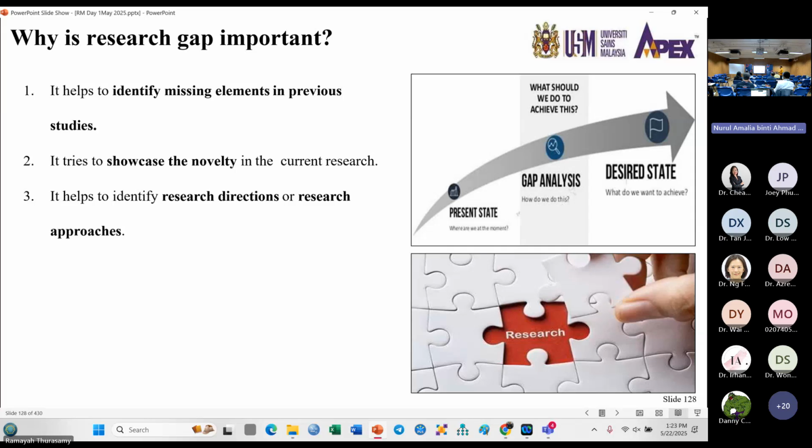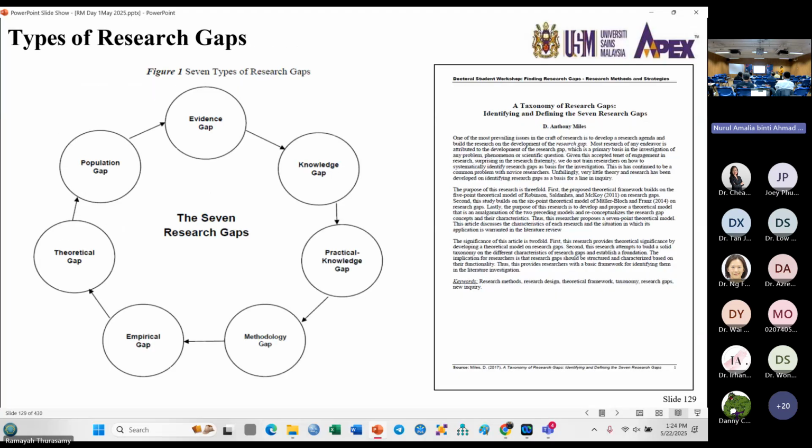And once you have these two, we can identify the research direction or the research approach, whether you want to do quantitative or qualitative. Those are the directions. So these are the seven different gaps identified by this paper. This is quite a highly cited paper. Many people like to cite this paper. So here are the seven gaps, right?